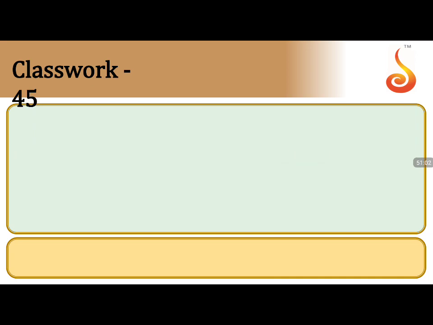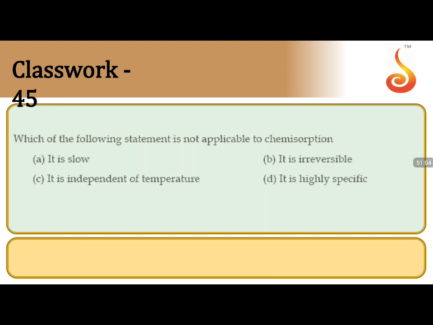Coming to 45. Which of the following statements is not applicable to chemisorption? It is slow, correct. Irreversible, correct. It is highly specific is also correct. But it is independent of temperature is wrong, because what will happen? It will increase and then decrease. There is a dependence on temperature, x by m versus temperature. This is the graph, it increases and then decreases. So the answer should be option C.